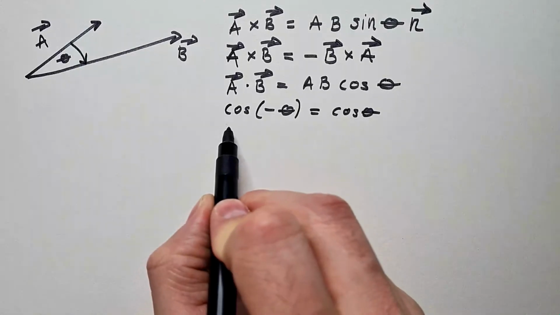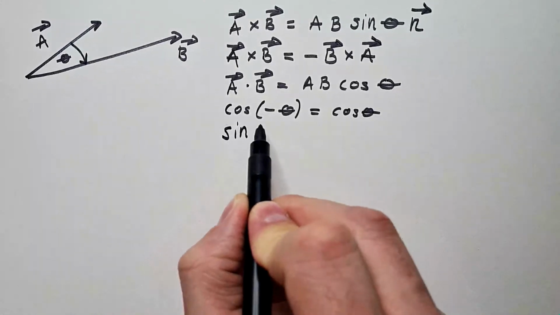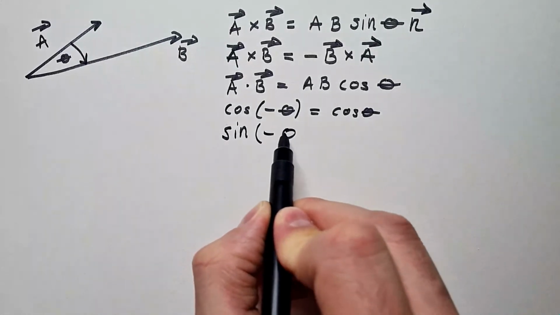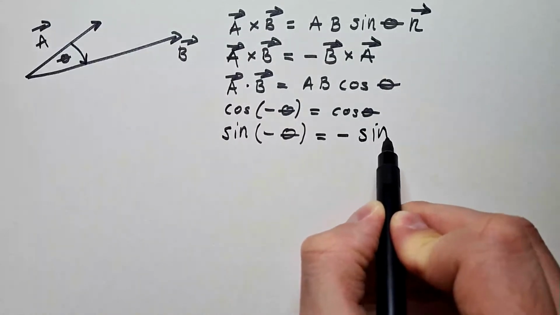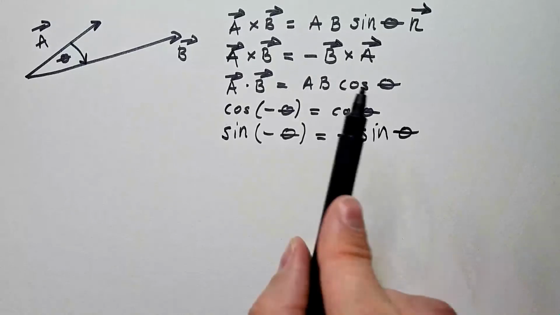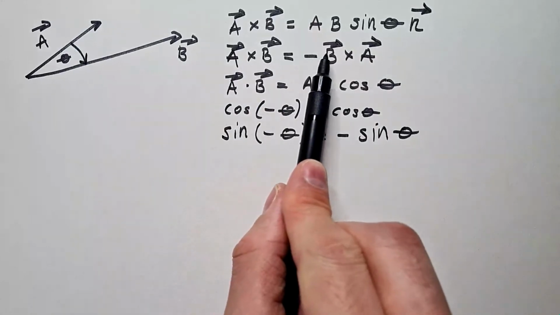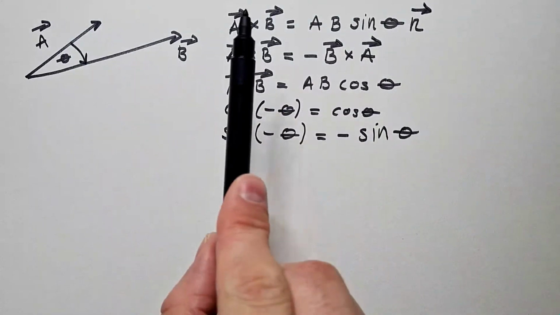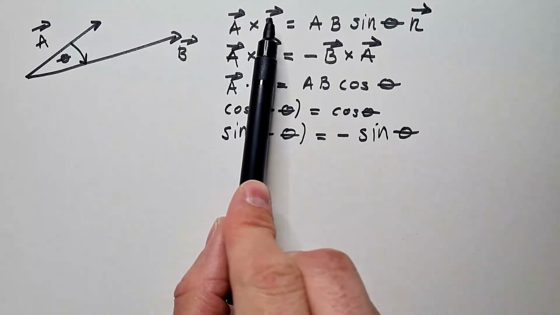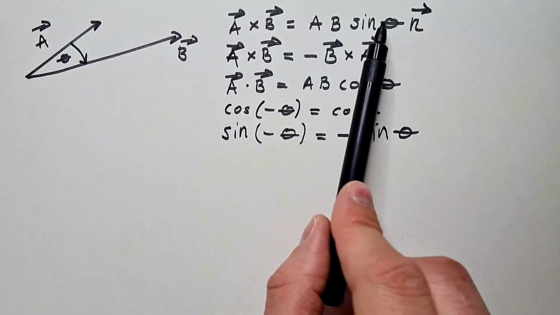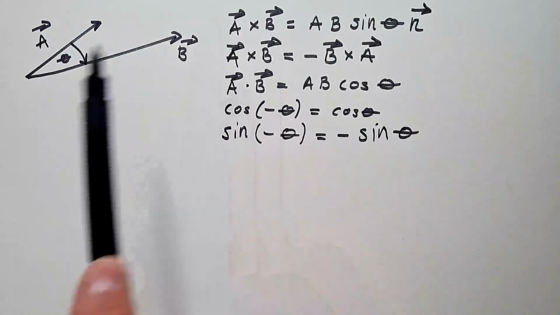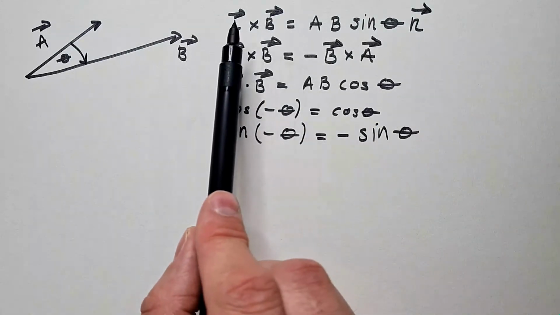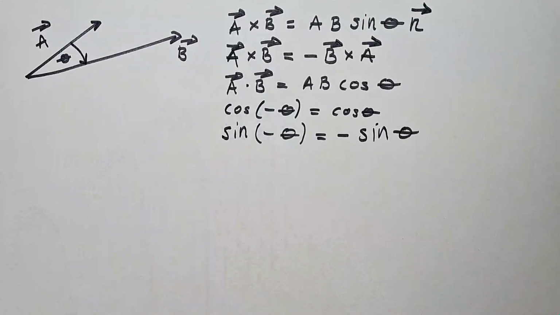However, in the case of sine, sine of minus theta is equal minus sine of theta, and therefore we get that A cross B is minus B cross A. When we have A cross B, sine theta is measured from A to B. Remember that. You measure always from the first to the second.